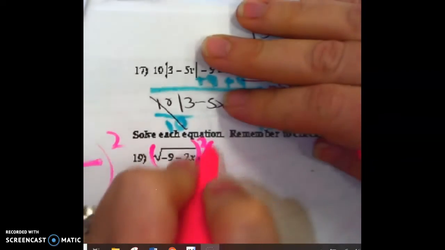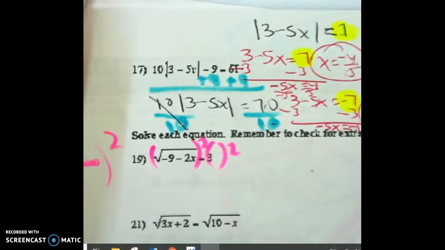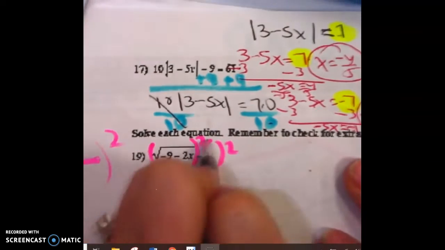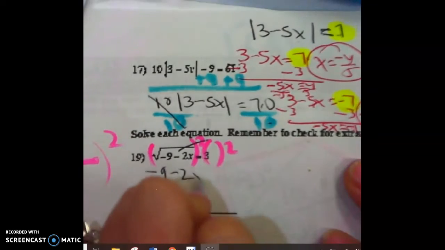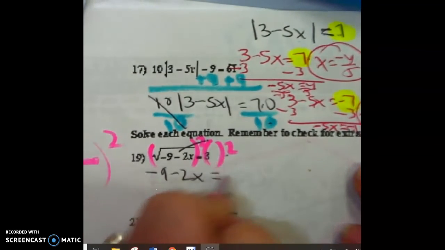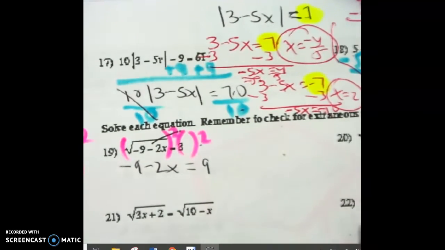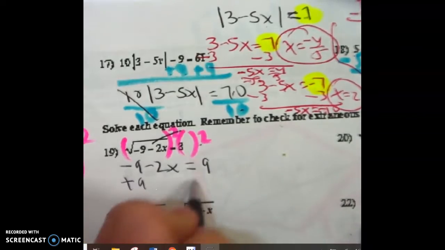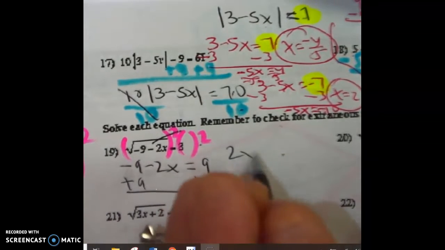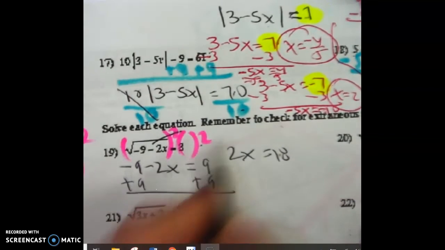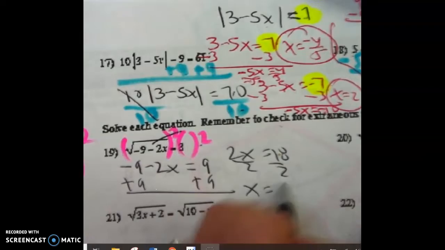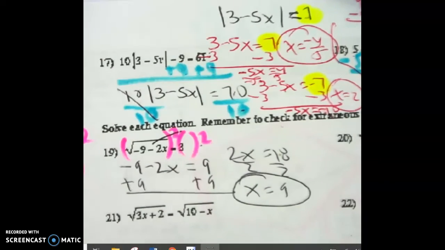Number 19, what do? I square it. When I square it, the square root goes away. Negative 9 minus 2x, and 3 squared means 3 times 3, which is 9. And now I solve it. Add 9, add 9. 2x equals 18. Divide by 2, x equals 9.